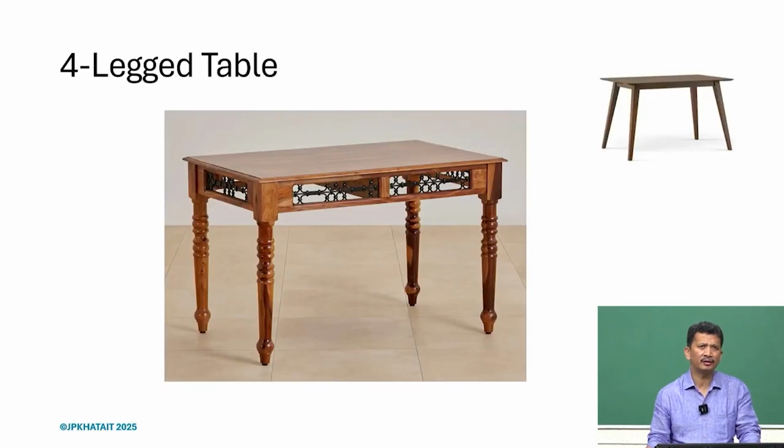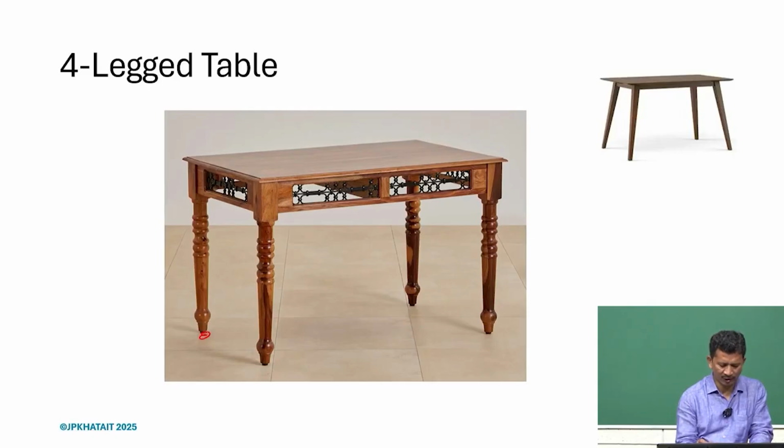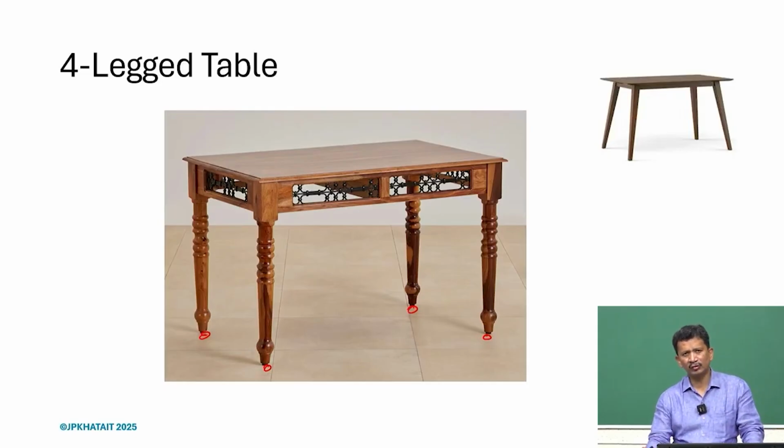On the other hand, if we talk about a 4-legged table, what are the issues with this? In this case, we have 4 contact points. If we want to put the table on a level surface, the moment we move it, we might encounter a problem. Every time we move a 4-legged table from one place to another, we always have to find a level surface, or we have to do some adjustment.